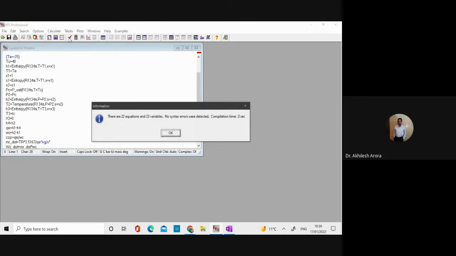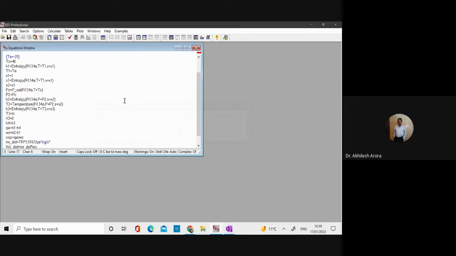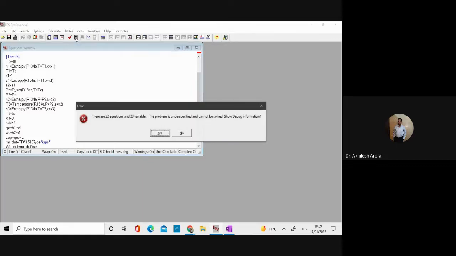22 equations, 23 variables, no syntax errors were detected. But now if you try to calculate the value of COP, it won't give you. It says the problem is under specified and can't be solved. Show debug information? You don't need to go for the debug information because you already know that we have commented one of the variables. So I will say no.